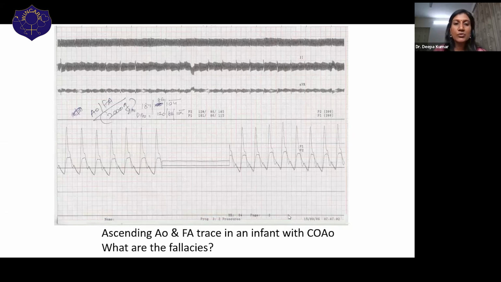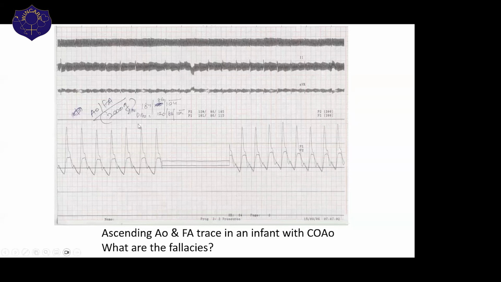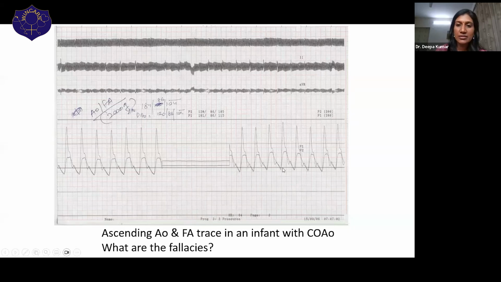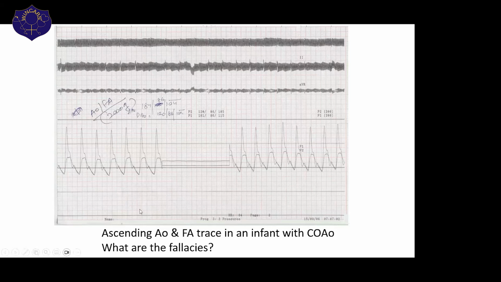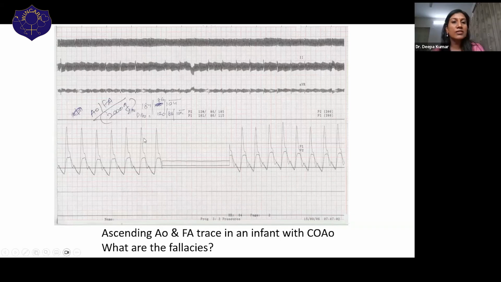So again, just to look at some of the fallacies, the top steep one is the ascending aorta trace, and the smaller one is the femoral artery trace. Obviously, we are probably dealing with a coarctation of aorta. So what are the fallacies when you look at tracing from ascending aorta and femoral artery in a coarctation of aorta? In this tracing, what are the fallacies? You see there is a big gradient. So is it correct, or is there something that you should think of?